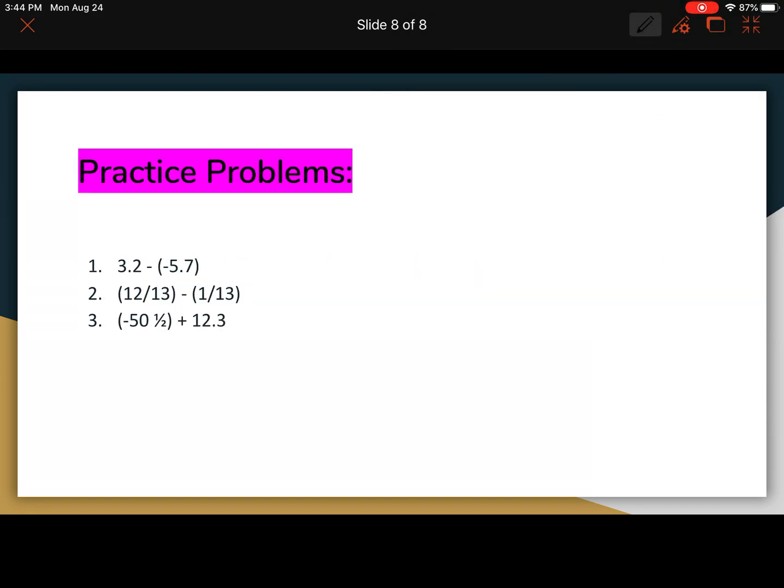Alrighty, so now some practice problems. So we want to find 3.2 minus negative 5.7. We want to find 12/13 minus 1/13. And finally, we want to find negative 50 and 1/2 plus 12.3. Alrighty, guys, hope you're able to solve those and look forward to seeing you guys in class soon.